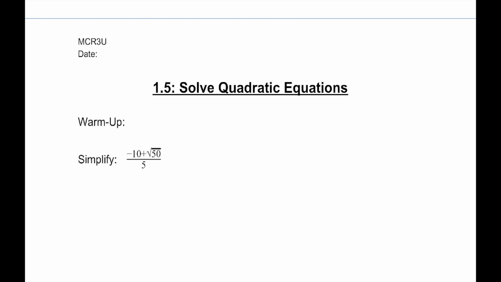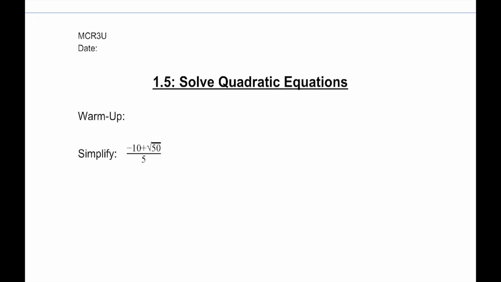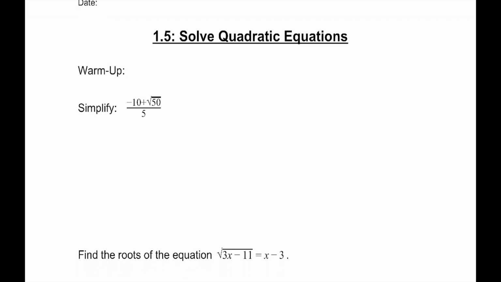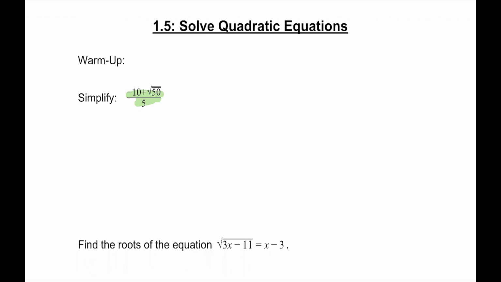So in section 5 of unit 1, we're going to talk about solving quadratic equations. But before we do that, let's just have a couple of warm-up questions. One is a straight review of what we did last time with working with radicals and simplifying radicals. In this case, negative 10 plus root 50 over 5, how can we simplify that?